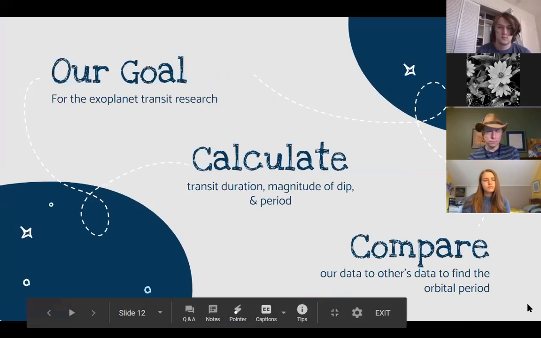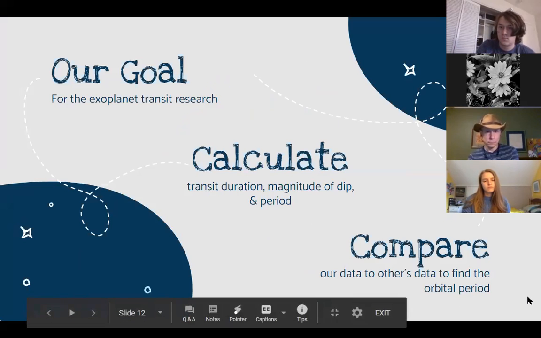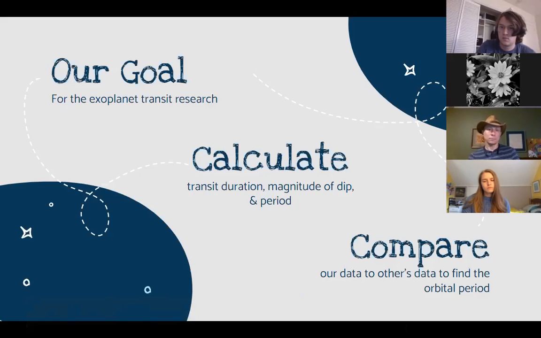Our goals were to find the radius and size of the planet Qatar-1b. To accomplish our goal, we had to first calculate how long it took Qatar-1b to pass in front of the star, how long it took the planet to complete a full orbit around the star, and the magnitude of how much the brightness dimmed when the planet passed in front of it.